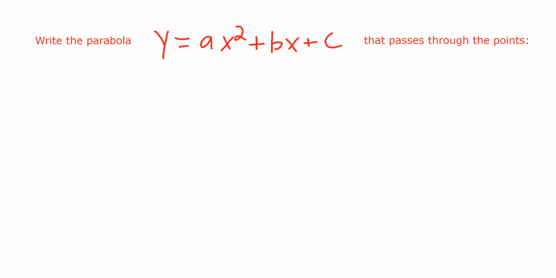I'm going to give you 3 coordinates that this parabola passes through. 4, negative 53. The next point it passes through is negative 4, negative 37. The last point it passes through is negative 3, negative 18. So it passes through these points. Maybe I'll just space them out.